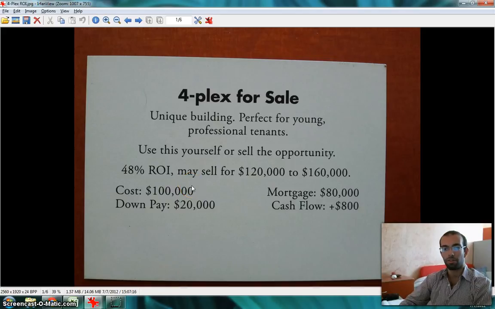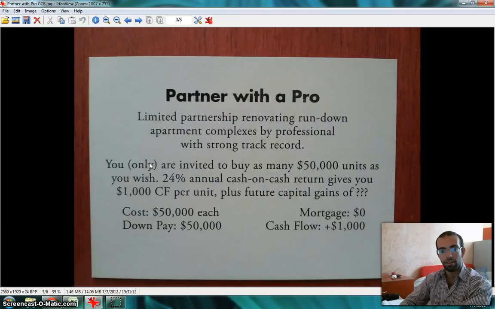Hi, it's Mark Pfeiffer here, and today I'm going to talk about the difference between return on investment and cash on cash return within the Cashflow board game 202 version. So here's a game card that says fourplex, and as you can see down here, it says 48% ROI. In this other deal card, you see 24% annual cash on cash return. Well, what's the difference between cash on cash return and ROI?